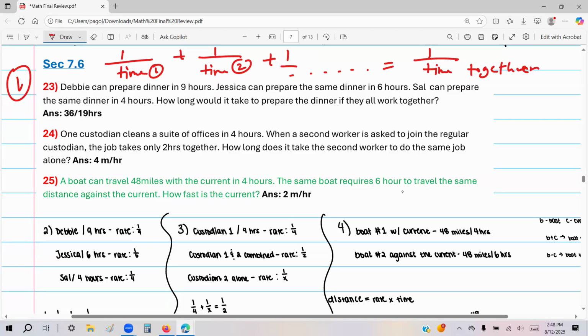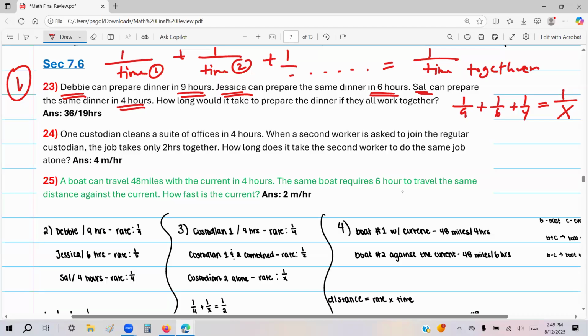So the first question, one person needs 9 hours, so 1/9. The second person needs 6 hours to do the same job, so 1/6. The third person needs 4 hours, so 1/4. So you're adding 1/9, 1/6, 1/4. And all of them together equals 1 over together, but you don't know what together is. This is what you're looking for. So it's x. Whatever you don't know, that is x. And now it's easy. You simplify the left using LCD, and then you flip.